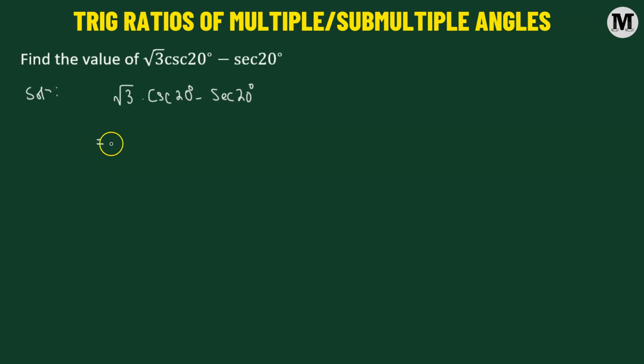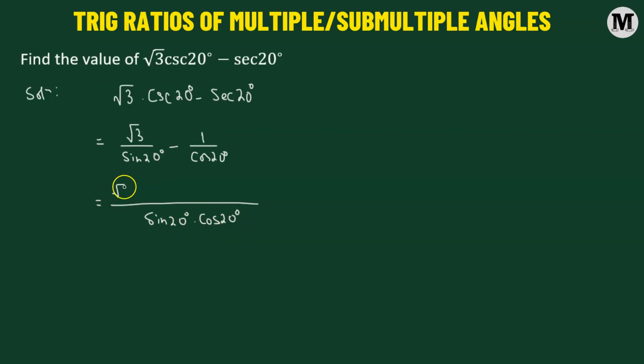Now we know that the cosecant function is the reciprocal of the sine function. So we can replace cosecant 20 with 1 over sine 20 degree. And then we have secant 20 degree. So secant 20 is the reciprocal of the cosine function. Okay, so let's combine the two fractions. We're going to get sine 20 degree multiplied to cosine 20 degree. This is going to be the denominator. And in the numerator, we have square root of 3 times cosine 20 degree minus sine 20 degree.